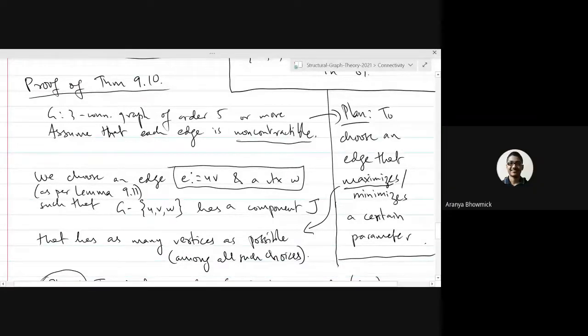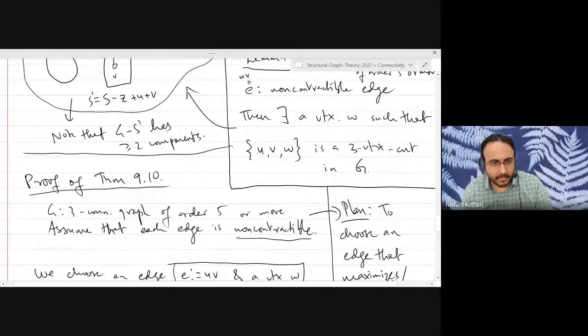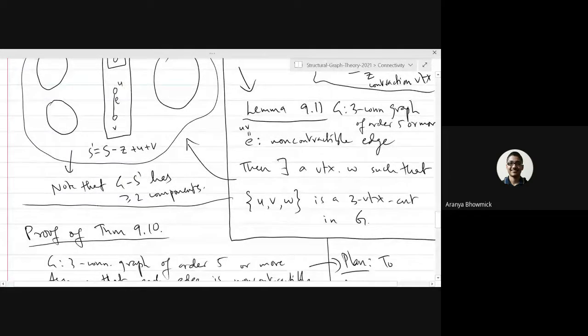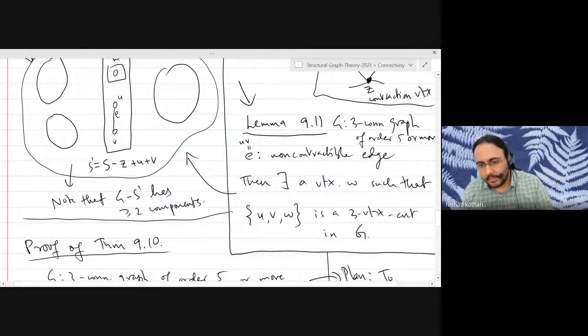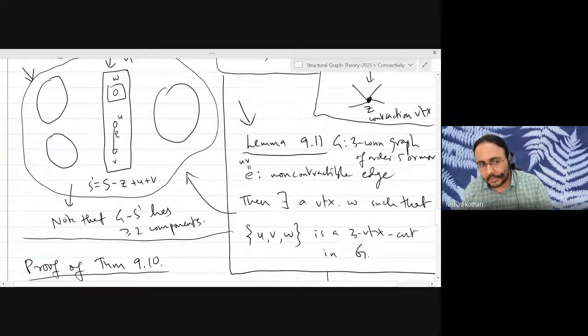And then inside the proof of theorem 9.10, Thomason's result, what we did is we chose an edge and a vertex. Sir, I have a question. Yeah. So is the converse of lemma 9.11 true? What is the converse of lemma 9.11? Well, I'll let you think about that. So if an edge participates in such a structure, then does it necessarily mean that it is not contractible?